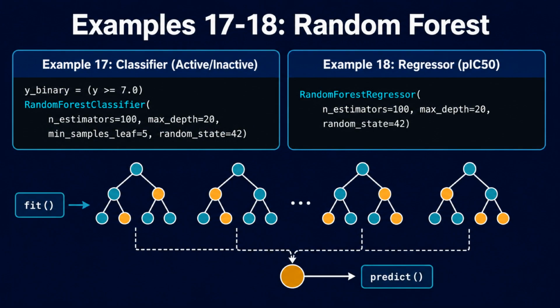Examples 17 and 18 both train random forests. Example 17 is a classifier. Label a compound active when its pIC50 is 7.0 or above, then fit a random forest classifier with 100 trees, max depth 20, and min samples leaf 5, and score it with a classification report and ROC AUC. Example 18 is the regression counterpart, random forest regressor, also with 100 trees, predicting pIC50 directly. Random forest is a solid baseline that handles high-dimensional molecular fingerprints well.